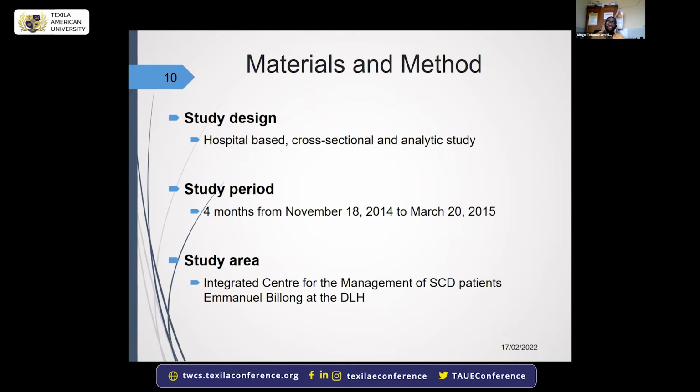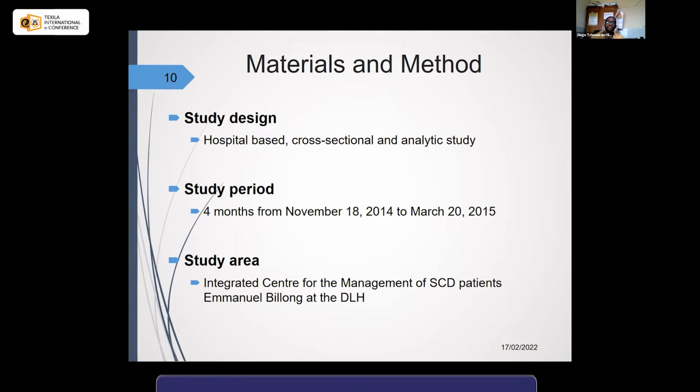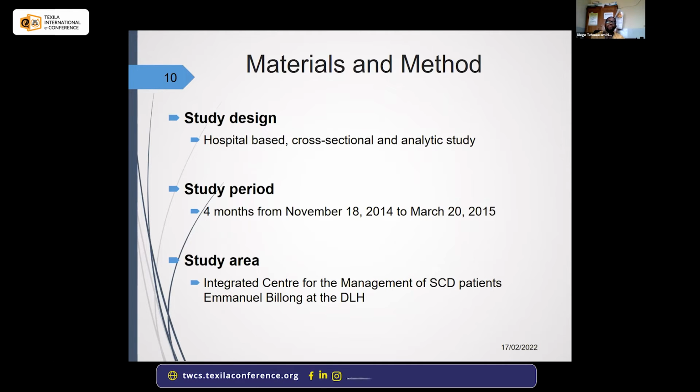To carry out this study, we implemented a hospital-based cross-sectional and analytic study, during a study period of 4 months, from November 2014 to March 2015. The study area was the Integrated Center for the Management of Sickle Cell Disease Patients, Emmanuel Belong, at the Douala Laquintinie Hospital, since it was one of the major centers for management of patients with sickle cell disease in Cameroon.